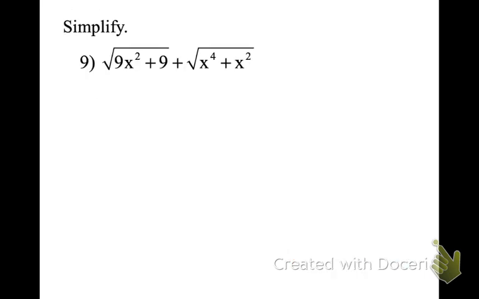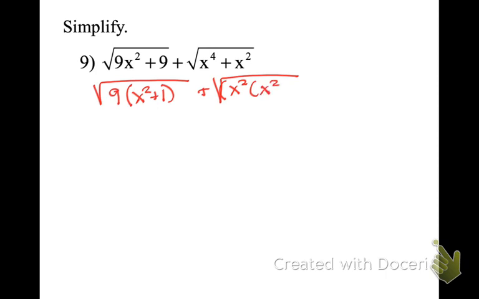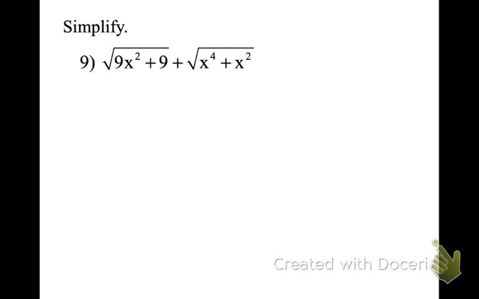Okay, here we go. So now we have to simplify our binomials. And I'm going to take out a 9. And I'm left with, under the radical, x squared plus 1. And I can factor out an x squared. And then when I do that, I'm left with another x squared plus 1. Okay? So.